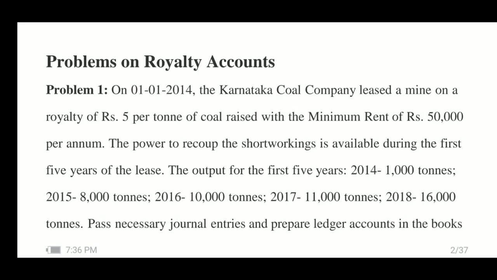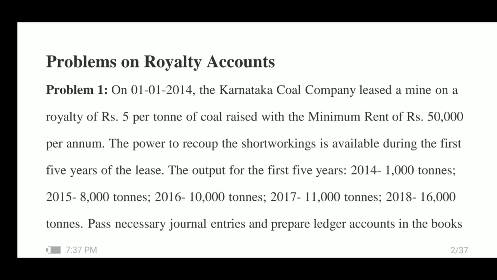Here, minimum rent is 50,000 per annum, and the details of output are given for 5 years here. The period of lease is not given, of course. For classroom purpose, 5 years information are available here. Now, each year the lessee will have to pay, as we have already understood in part 1, either the royalty or minimum rent, whichever is more. So, here minimum rent is 50,000 per annum. This will have to be compared with the royalty at the agreed rate.